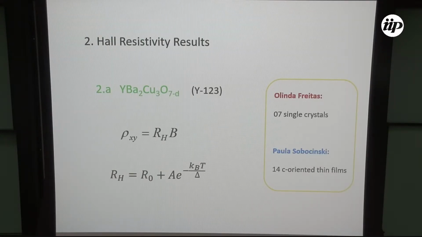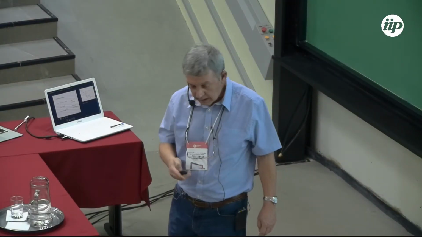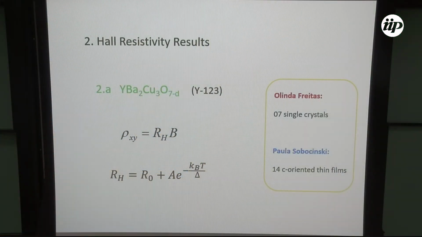Well, I will present quickly the Hall resistivity results, and first of all, the EBCO system. This is the work of Olinda Freitas. She grew and measured seven single crystals, and Paula Sobosinski also grew and studied 40 C-axis oriented epitaxial thin films, and we fit the results consistently, in all those samples, using this empirical function.